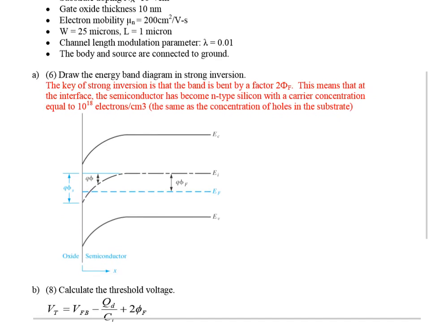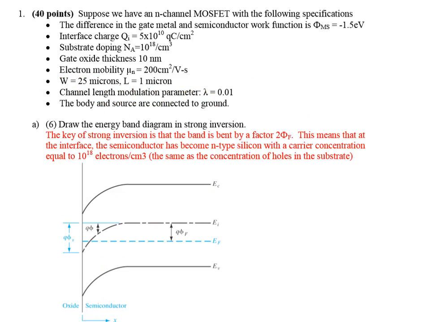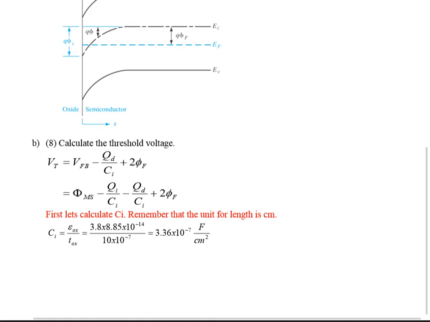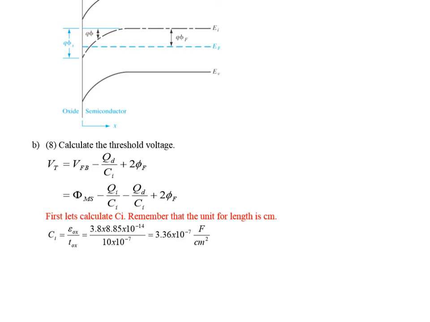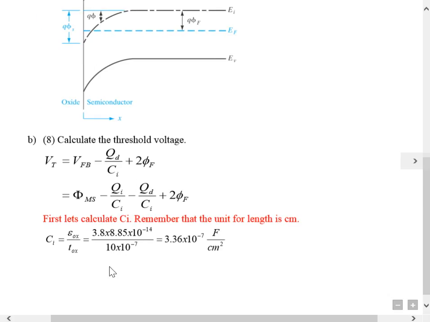The body and source in this problem are connected to ground. If it's not connected to ground, then you have the body effect, and you have to consider the body effect when you're calculating threshold voltage. All right, so when you're calculating threshold voltage, these are the different parts of the equation. A few of the details that I want to point out. The first thing I would suggest is calculating CI. CI is the incremental capacitance. It's the unit capacitance of the oxide layer.